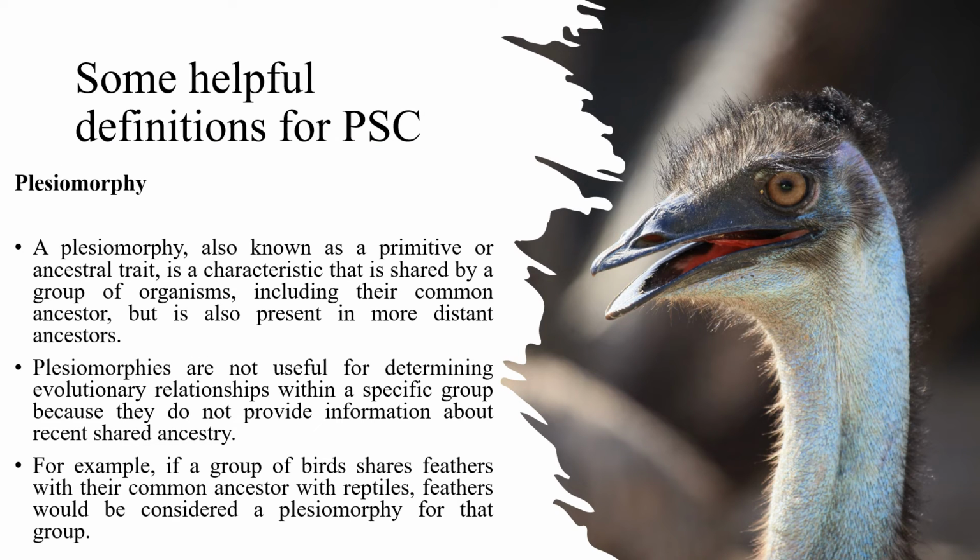And what does it mean? Well, we talked about synapomorphy, but what does plesiomorphy mean? A plesiomorphy, also known as a primitive or ancestral trait, is a characteristic that is shared by a group of organisms, including their common ancestor, but unlike the synapomorphy, it is also present in the most distant ancestors. Plesiomorphies are not useful for determining evolutionary relationships within a species group because they do not provide information about most recent shared ancestry. For example, if a group of birds share feathers with their common ancestor with reptiles, feathers would be considered a plesiomorphy for that group.